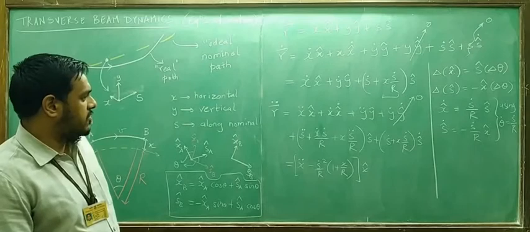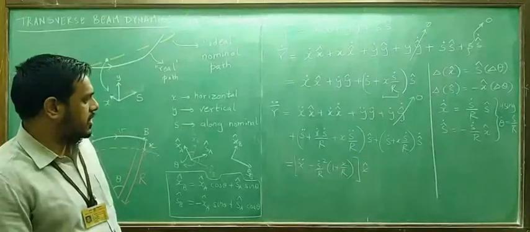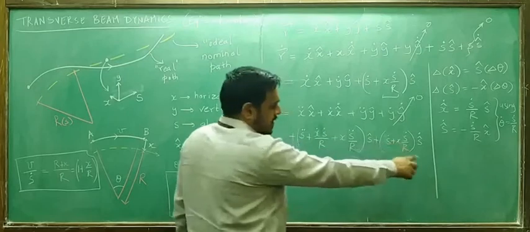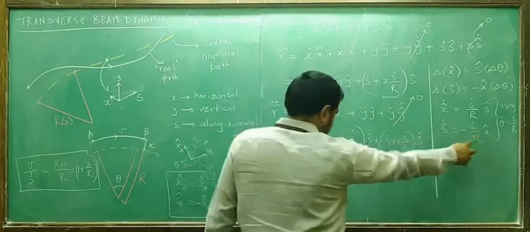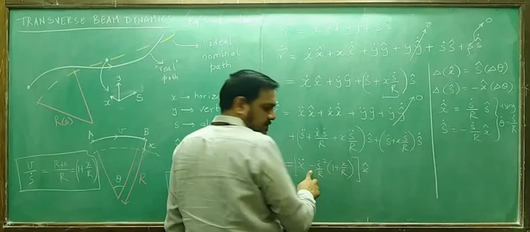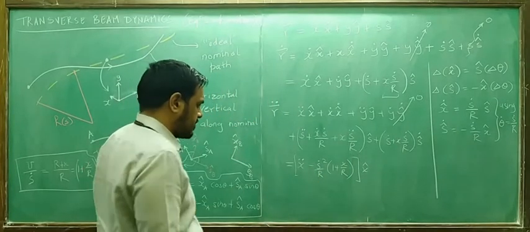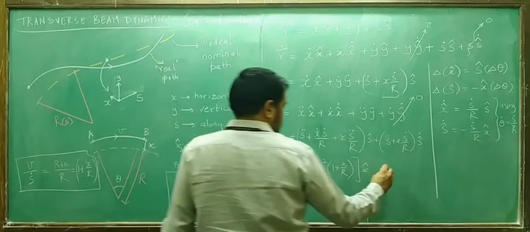Where you have substituted, you have taken s hat into 1 plus x by r common from here. That will be multiplied by another s hat by r, and there is a minus. So all these things are taken into account, and you get this term times x hat. Plus the y hat term is simple.